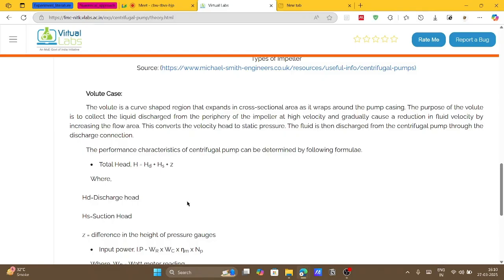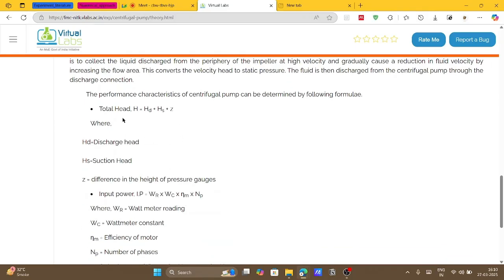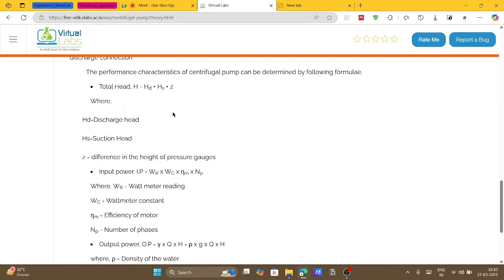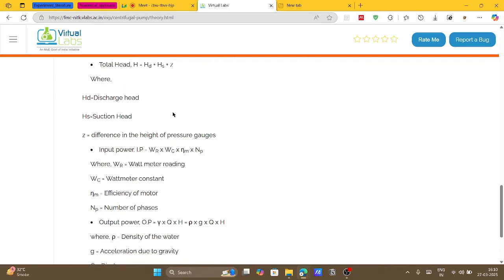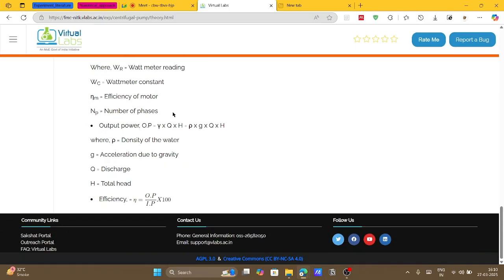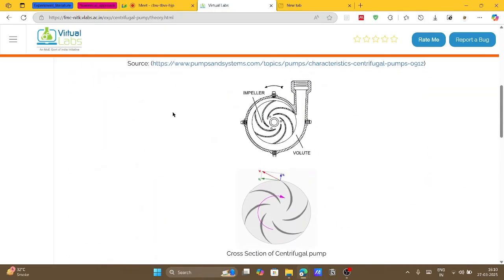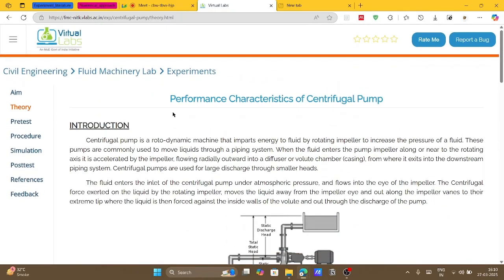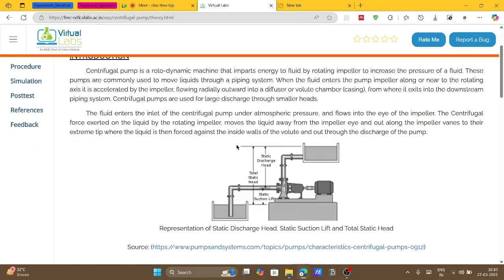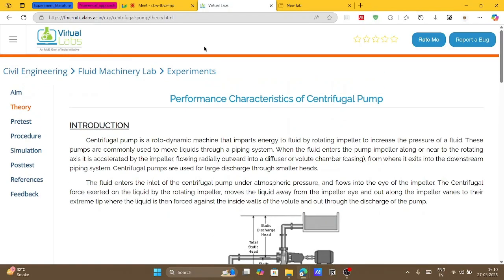But do remember here that for the calculation of the total head, this equation is wrong. It should be HT minus HS plus Z plus delta Z and some losses if you are encountering them. Okay, so just be cautious. I will try to contact the virtual lab to clarify this part, but till then, when you are testing this virtual lab, keep this in mind, right?